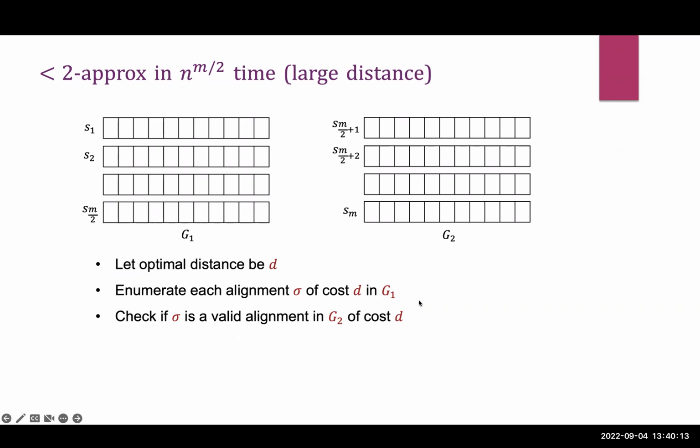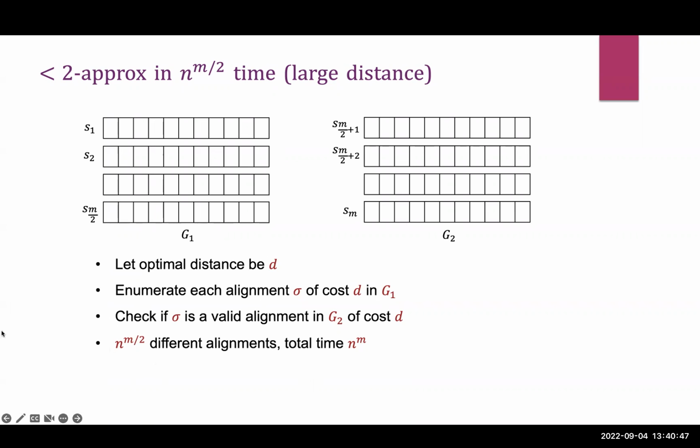But now the problem with this processing is that there can be as many as n to the power m over 2 different alignments of cost d or at most d in G1. And generating one such alignment using dynamic programming can take time up to n to the power m over 2. Thus, generating all these alignments can take time n to the power m, and this is not efficient. So this says that if we use a trivial algorithm where we try to compute all the alignments in G1 whose cost is upper bounded by d, then we cannot afford that.